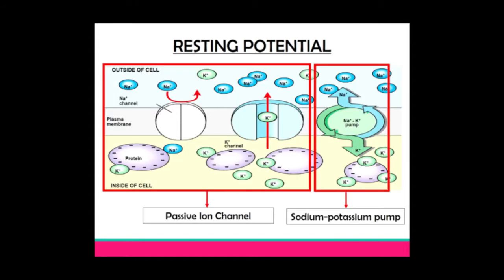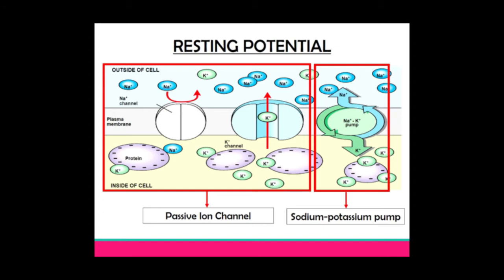The resting potential difference across the neuron membrane is maintained by the sodium potassium pump, which is always working. Three sodium ions are actively transported out of the cell for every two potassium ions pumped into the cell. Energy supplied by ATP is used for the transport of ions against their electrochemical gradient.